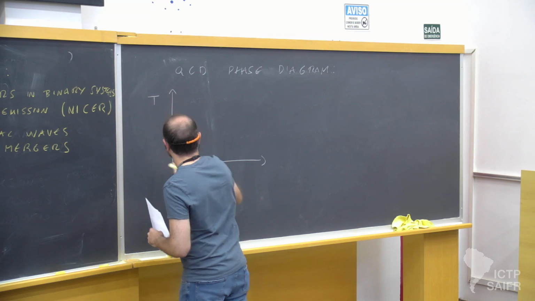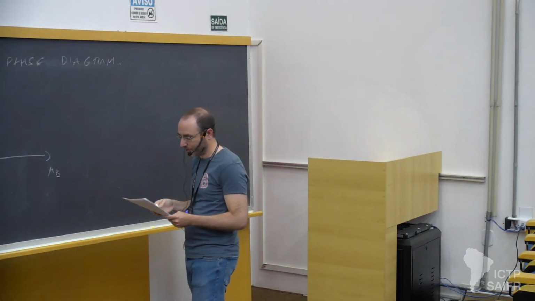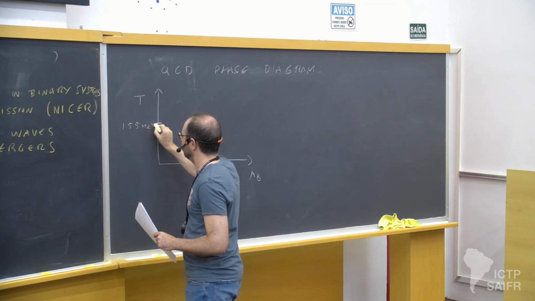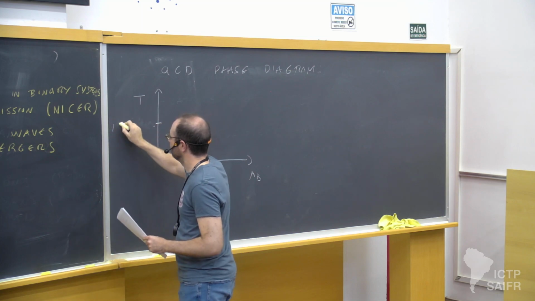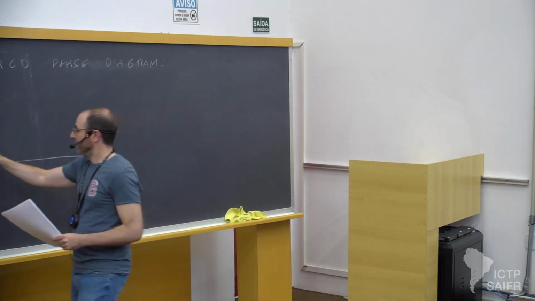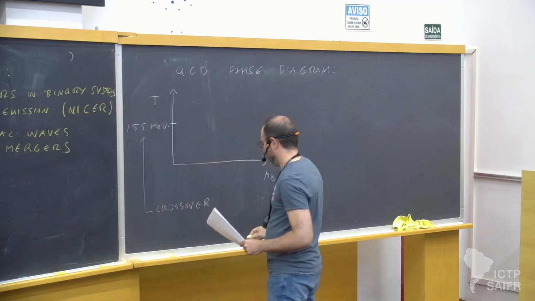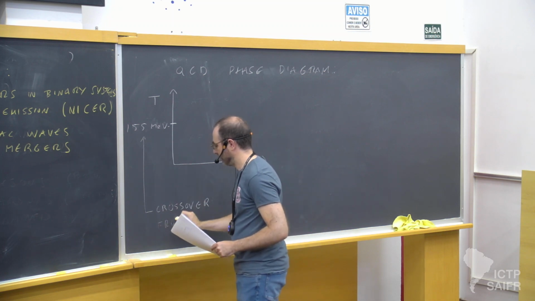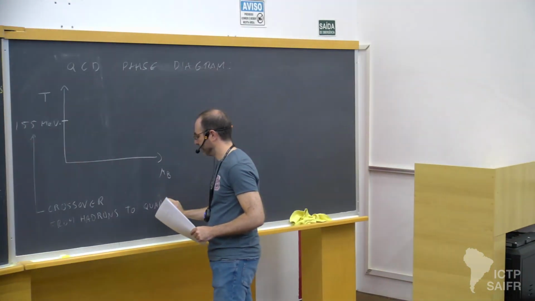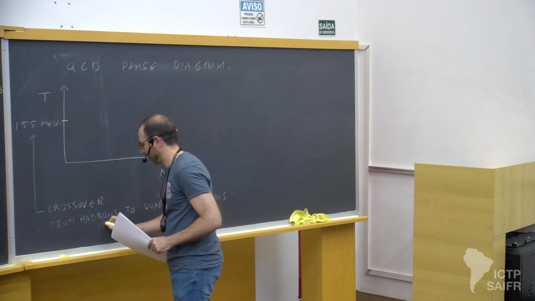I'm going to do a cartoon of the QCD phase diagram. The vertical axis is the temperature, and the horizontal is the baryonic chemical potential. We know there is some kind of crossover temperature here, which is around 155 MeV. So this is a crossover from hadrons to quarks and gluons. Okay, so this is the confinement.